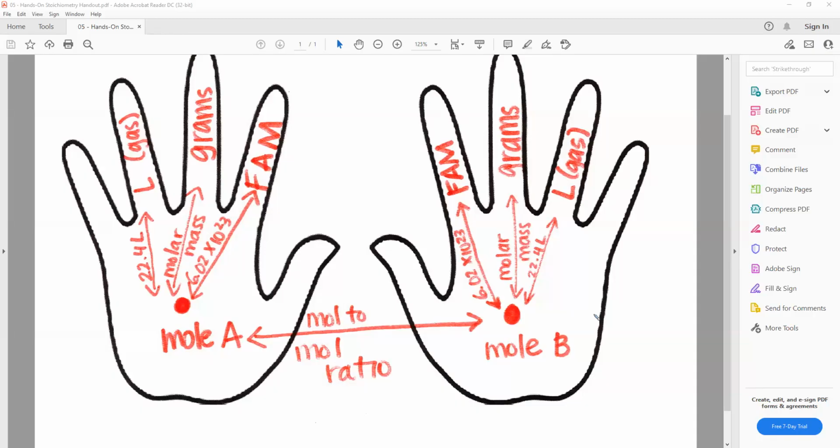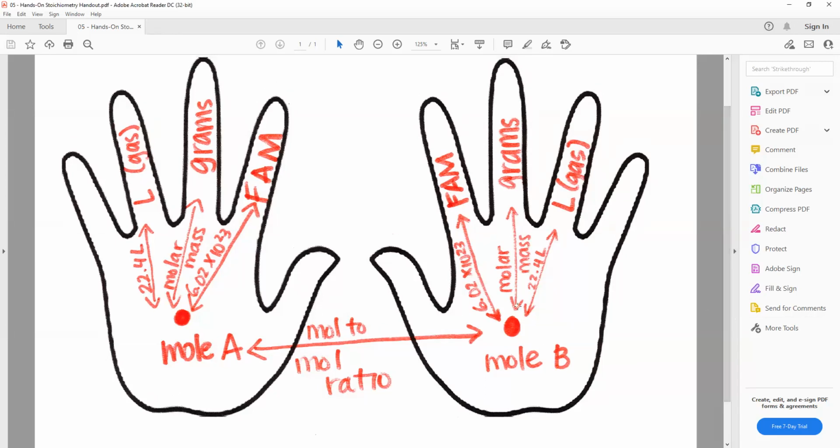So here is my hands-on stoichiometry handout. And everything connects to the mole. You'll see all these arrows connecting to the mole. So everything has to connect through the mole. So if I'm given grams of lead oxide, I can't go directly to grams of sodium oxide. The first thing I have to do is use my molar mass to get to the mole of A. Then I'll use my mole to mole ratio from my balanced equation to get to my mole of B. And then I'll use my molar mass then to get to grams of B.